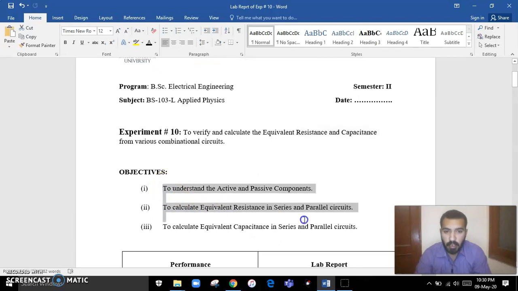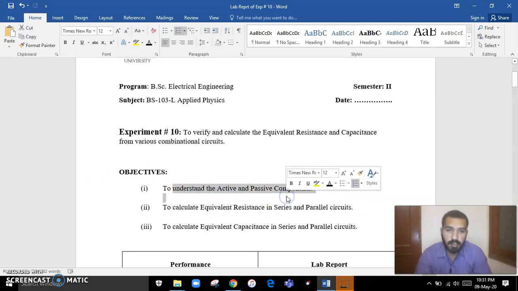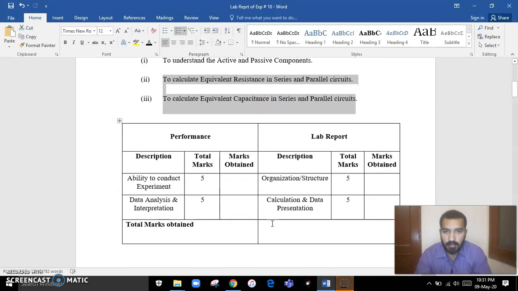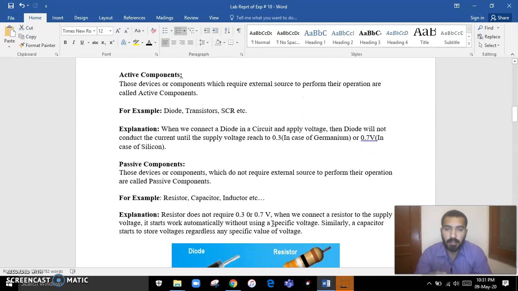This lecture has some basic objectives: to understand the active and passive components, to calculate equivalent resistance in series or parallel circuits, and to calculate equivalent capacitance in series and parallel circuits. This lecture covers the first objective, what basically are active and passive components. For the second objectives, you have to watch my second video that will cover these two topics: how can we calculate when these components are in series and in parallel? So here we start our first objective, active components and passive components.